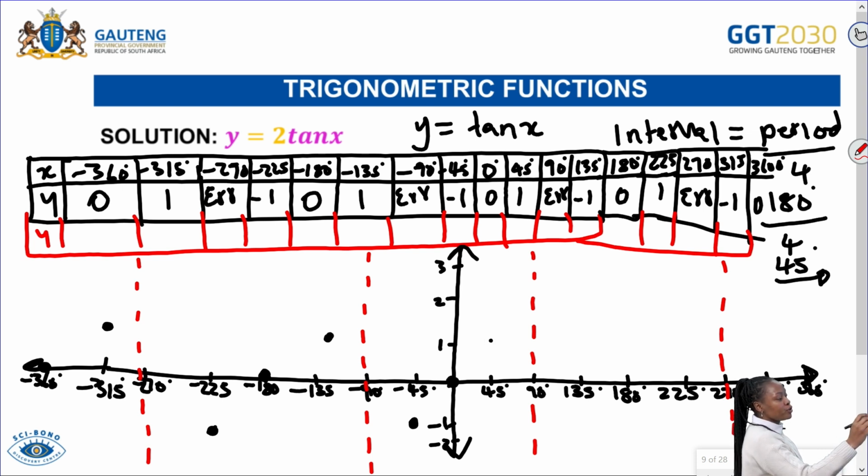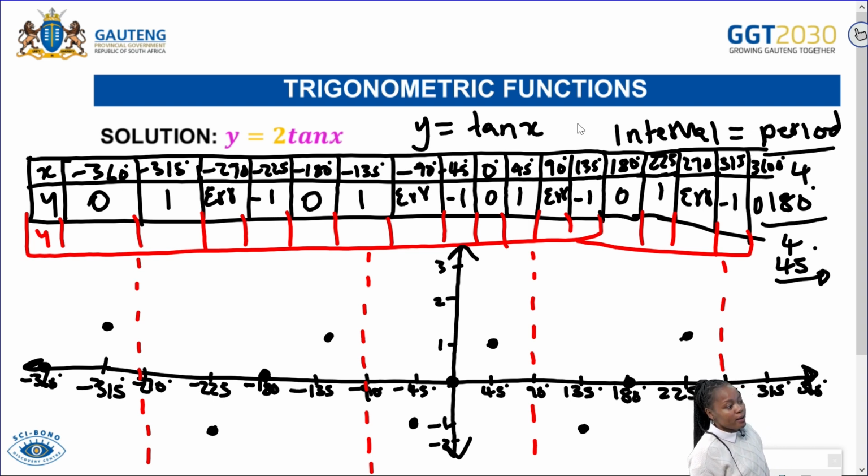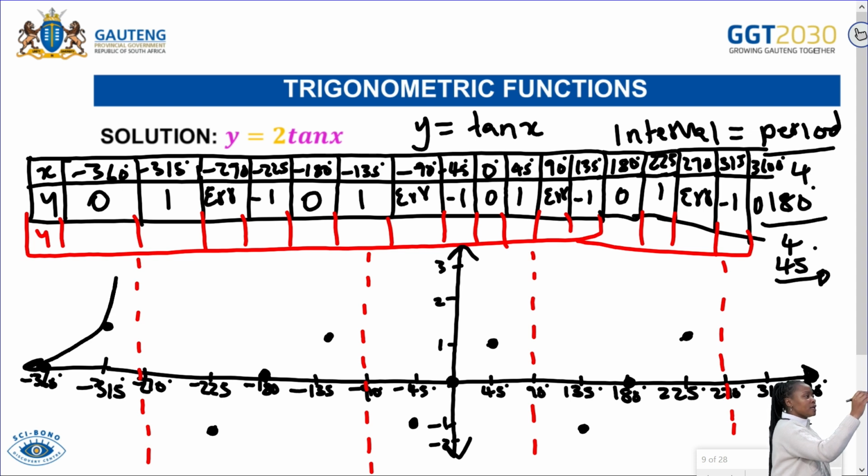At 45, I'll have positive 1. And then at 90, it's an asymptote. And then at 135, I'll have negative 1. At 180 degrees, I'll have 0. At 225, I'll have positive 1. So it's going to be somewhere here. And then at 270 degrees, I'll have my y as math error, so that's my asymptote. At 315 degrees, I'll have negative 1. Then at 360, I'll have my 0. Ne? Okay, so let's connect our points. So my graph is starting at negative 360. It approaches the asymptote, but it doesn't get on top of it. Ne?